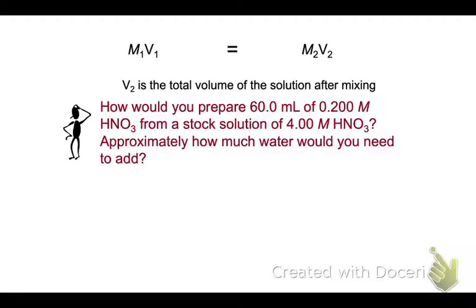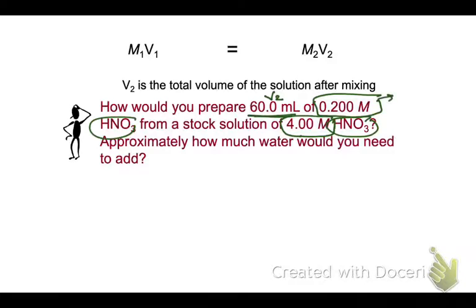What you have here is nitric acid, right? This is a smaller concentration, this is a larger concentration. The moment I recognize that, what I do is try to label what is M1, what is M2, what is V1, and what is V2. How would you prepare 60 milliliters of a 0.2 molar solution, starting from a stock solution that is 4 molar? Now, this is your final volume. This is V2. That's what you want to prepare.